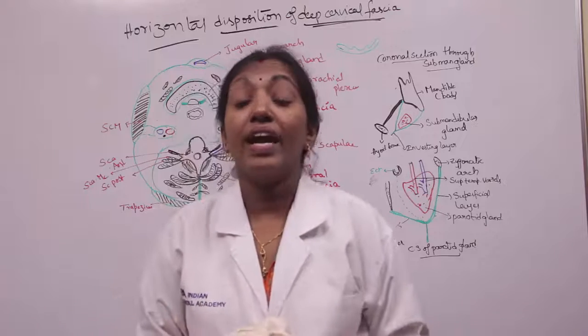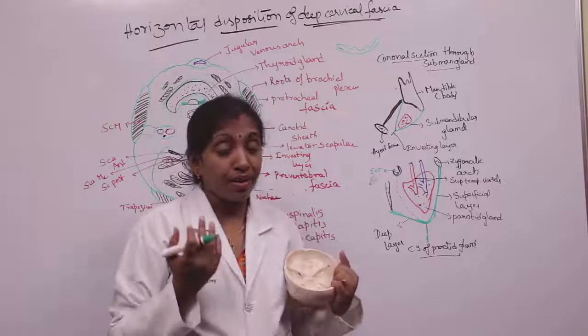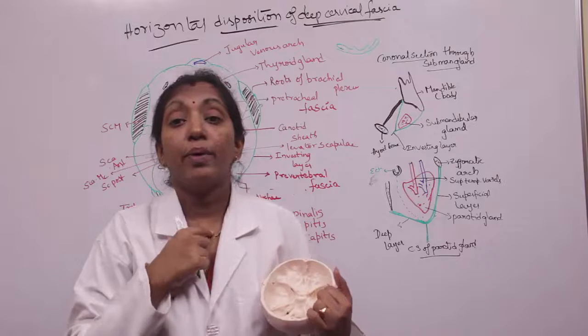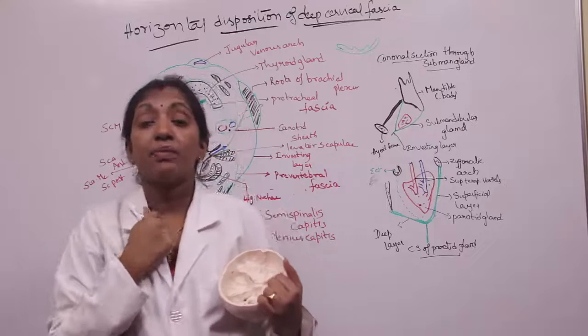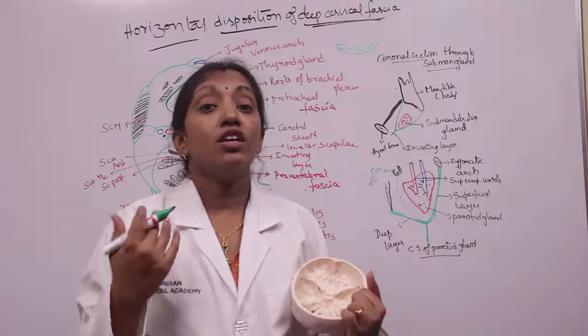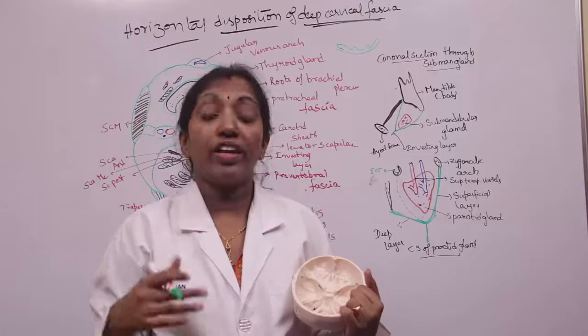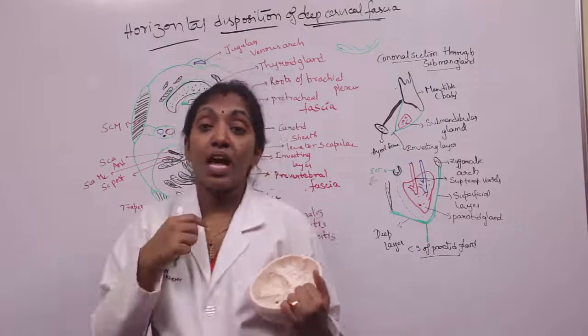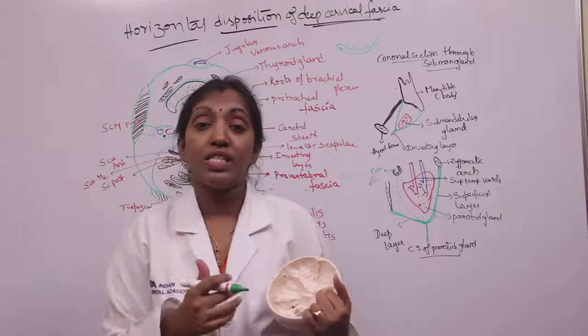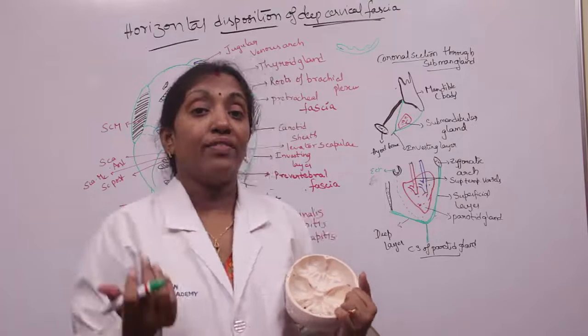and below, the investing layer of deep cervical fascia encloses two spaces. From above the manubrium sterni, here we can palpate the manubrium sterni. Above the manubrium sterni, one space is there, that is called the suprasternal space, or otherwise we call it the space of Burns. And above the clavicle, it encloses one space, that is called the supraclavicular space.